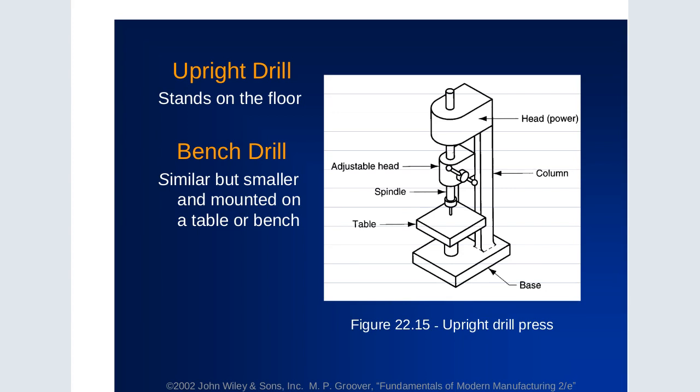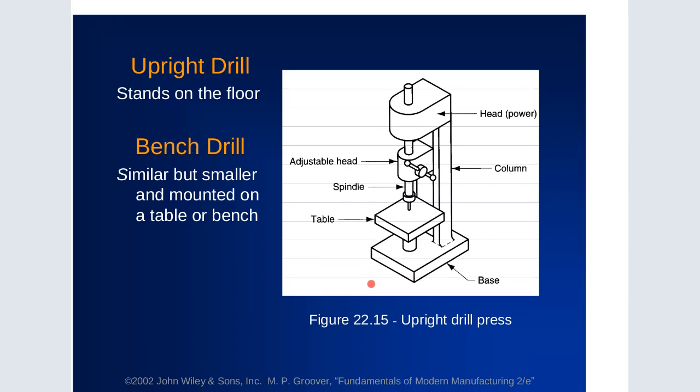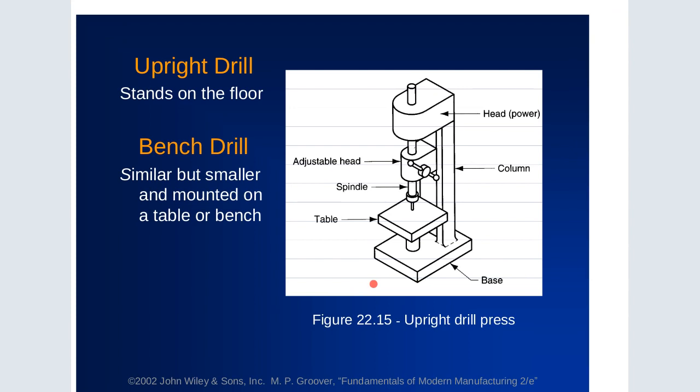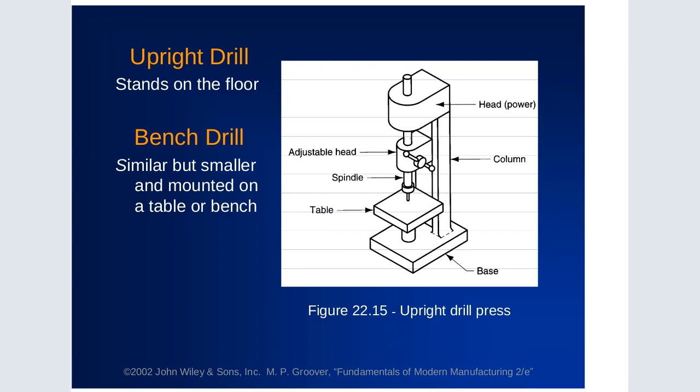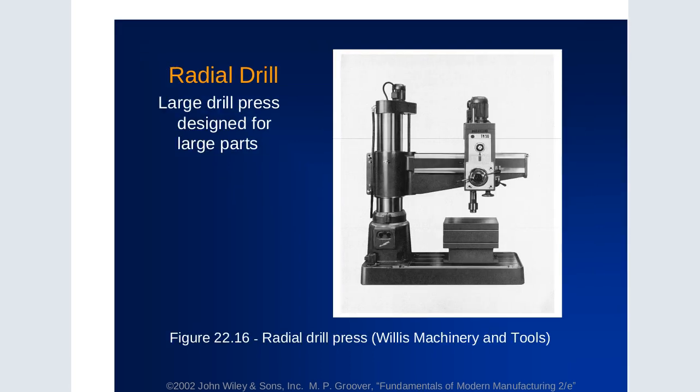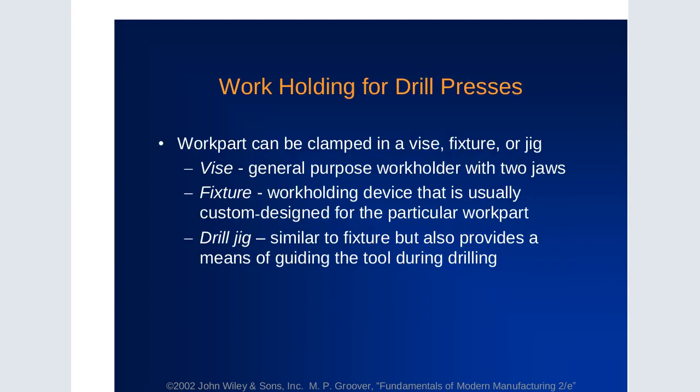Then the upright drill, you can see that machine now. The upright drill stands on the floor. The bench drill is similar but smaller and mounted on a table or a bench. That is the upright drill press. Then the radial drill. The radial drill is a large drill press designed for large parts. It can be used to make large holes in large industries.